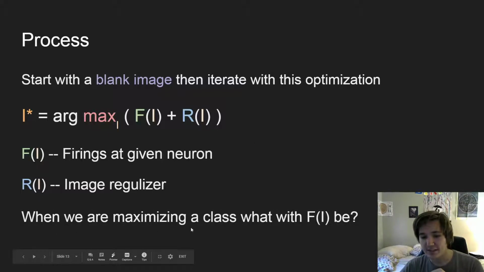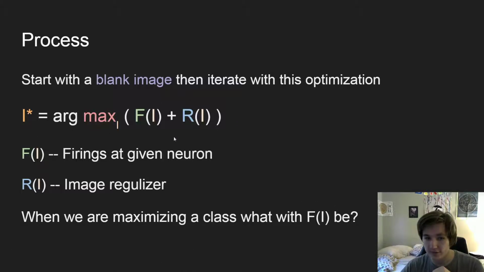When we're maximizing a class, what do we expect fi to be? This is the same process that we were doing with all of the images before. When we're finding the optimal image for a class, we're doing the same thing. In that case, what is fi?